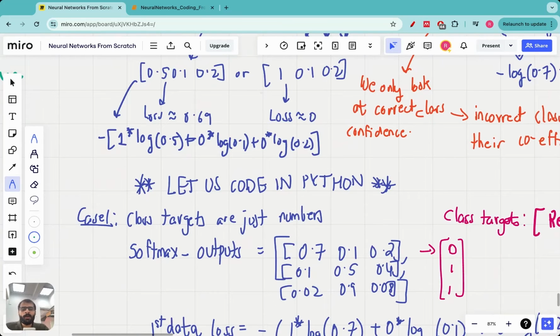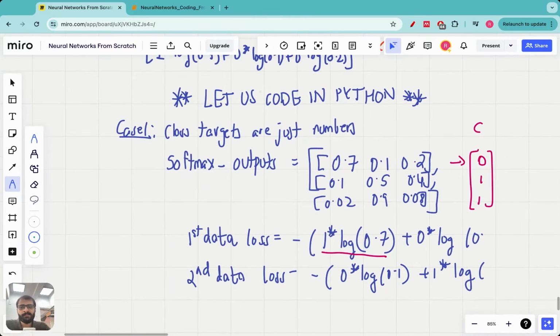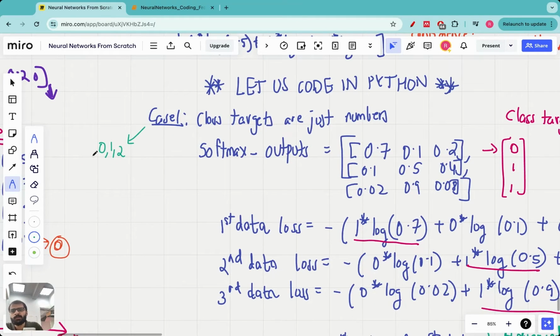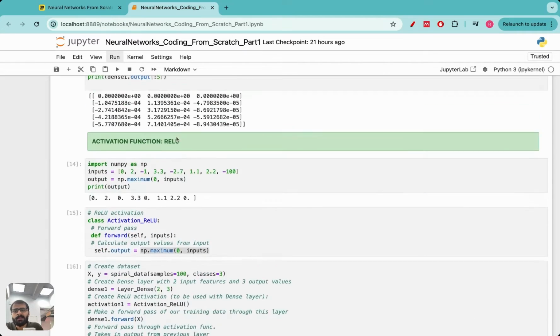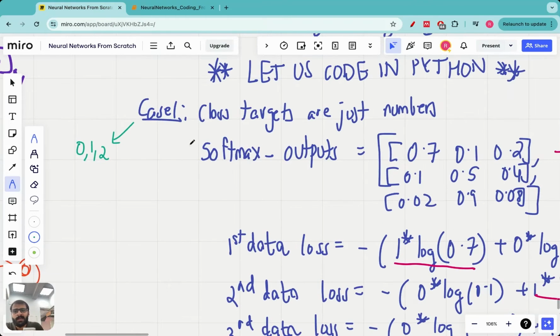Now let us actually look at how to code this categorical cross entropy loss in Python. Okay, so we are going to take two cases. In case number one, the class targets are just numbers. So maybe red is represented as 0, green is represented as 1, and blue is represented as 2. For all these inputs in this spiral data here, there will be an output value. And in this case, we are assuming that those are just numbers. So every input will have numbers corresponding to 0, 1, and 2.